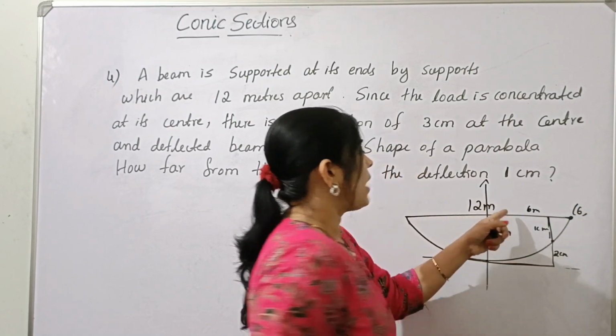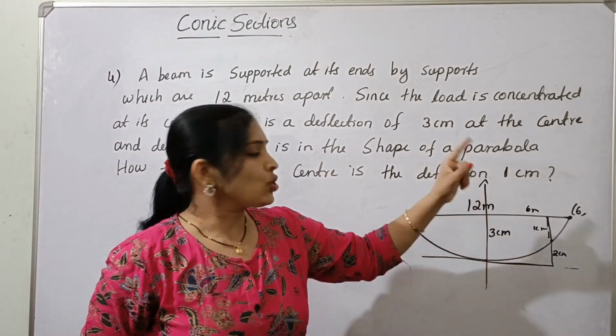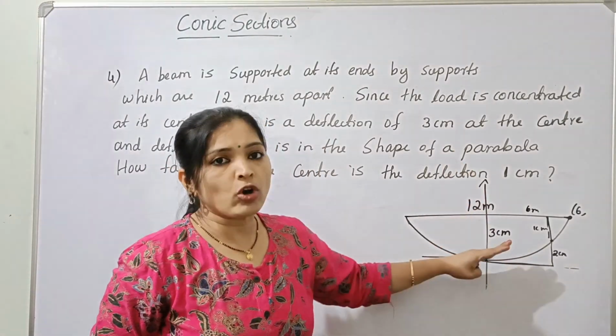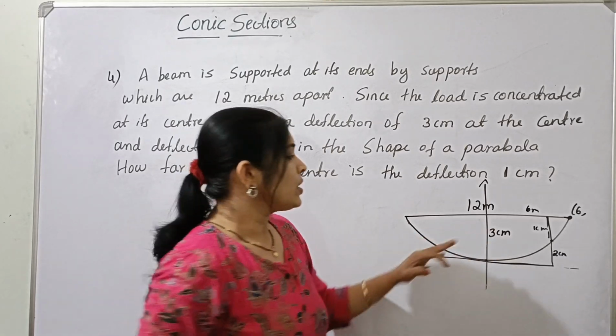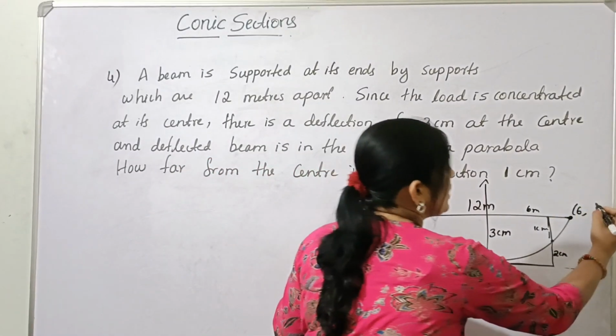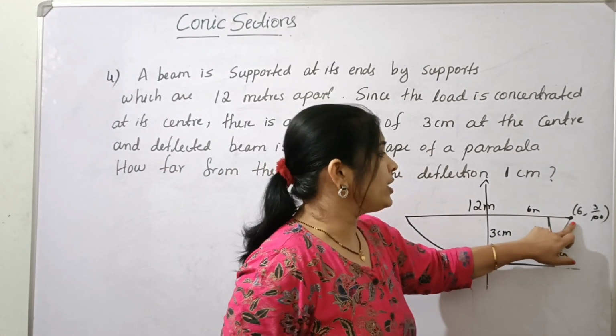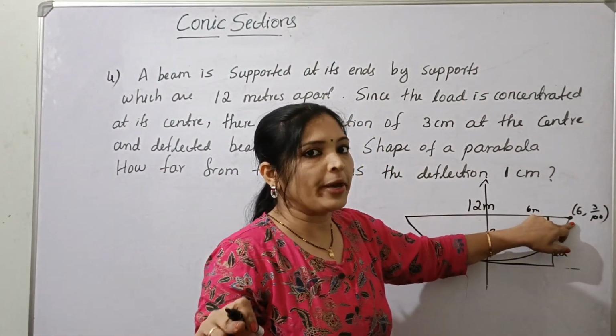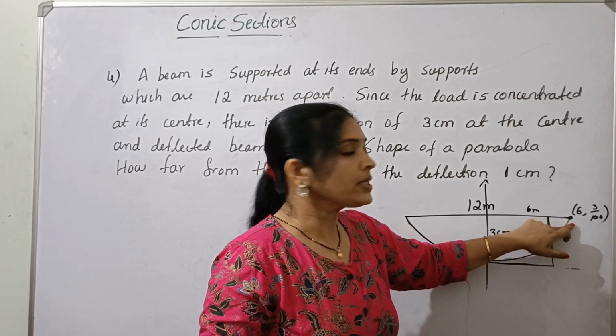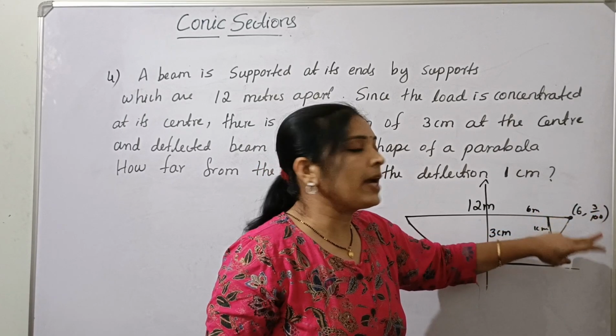Here our x coordinate is in meter, so we should write the y coordinate in meter. So 3 centimeter means 3 by 100 meter. Therefore, we have a point on the parabola, that is the point (6, 3/100).